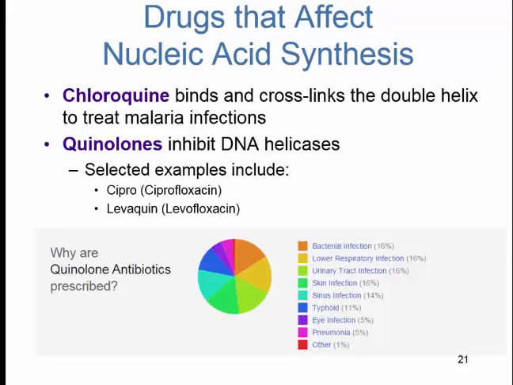An example of a drug that blocks nucleic acid synthesis is chloroquine. So chloroquine is commonly used to treat malaria. Malaria is a protozoa, so that is a eukaryotic microbe. It is an infection that is endemic to sub-Saharan Africa, where a distinct mosquito exists. And so this drug causes a cross-link.